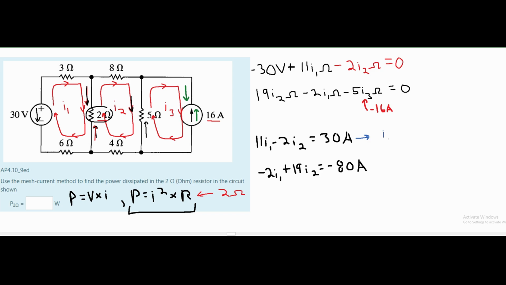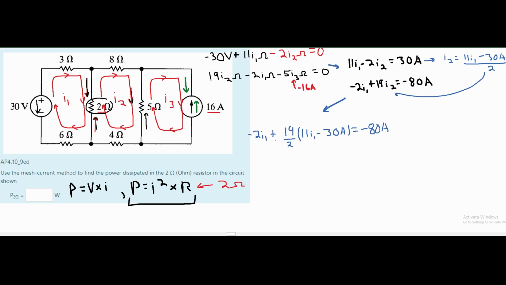So we're going to get that our I2 is equal to 30 amps minus 11I1 if we move this over. But then we can multiply everything by this negative one to get rid of the negative on the left side. So we're actually going to have an 11I1 minus 30 amps. Then we can divide everything by 2, so this will be all over 2. I'm going to then plug this into here. So this is what we're going to get here.